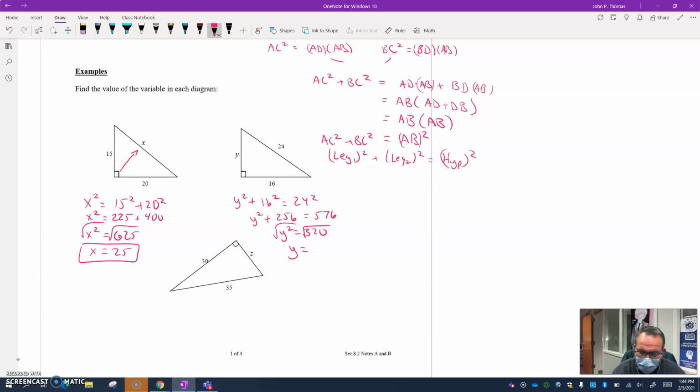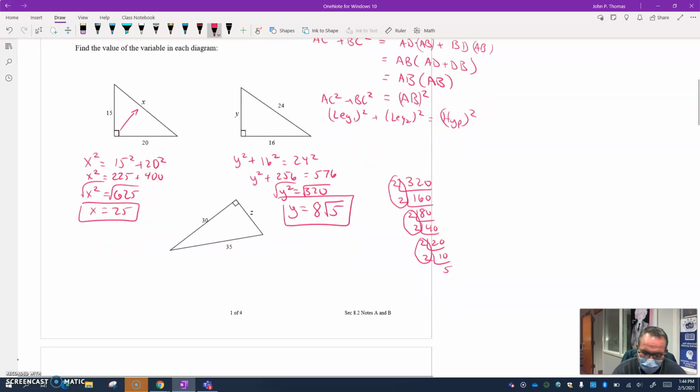To find y, we're going to have to go off here to the side, 320. 2 goes in there 160 times. 2 goes in there 80 times. 2 goes in there 40. 2 goes in there 20. 2 goes in there 10. 2 goes in there 5. 1, 2, 3 pairs of 2s. So that's 2 times 2 times 2, which is 8. And then root 5. So y equals 8 root 5.